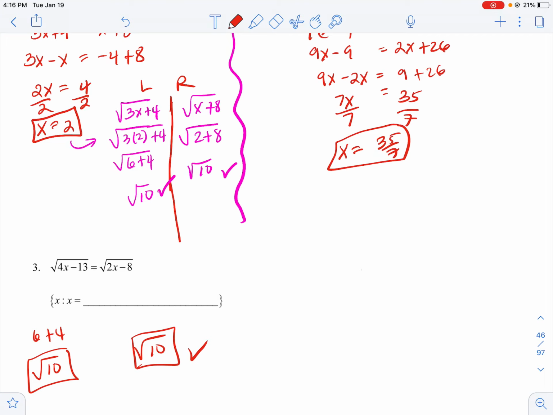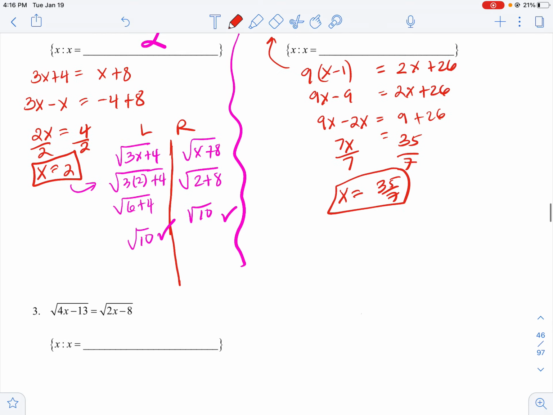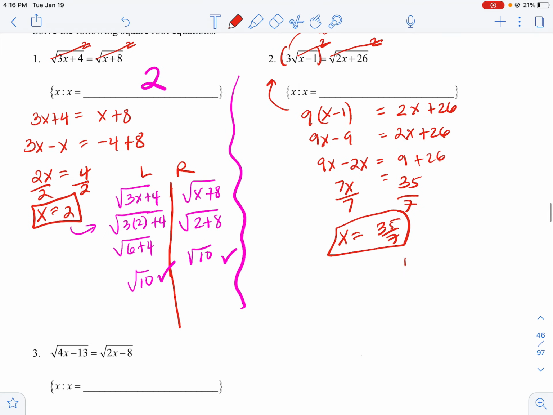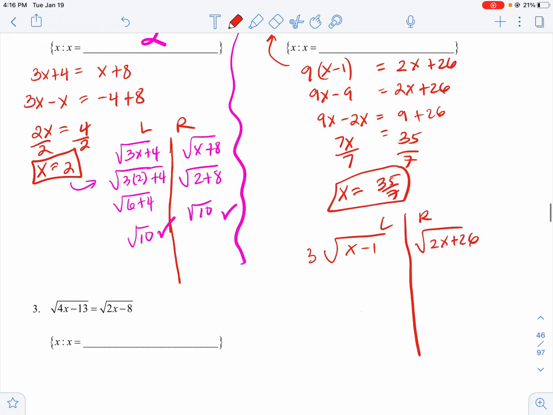So in order for us to make sure that that will work, we are going to put that one into our equation. We will plug in our 35 over 7. So let us copy the original equation. I have left and right. I have 2x plus 26. I have 3x minus 1. Does that make sense? Did I copy it correctly?